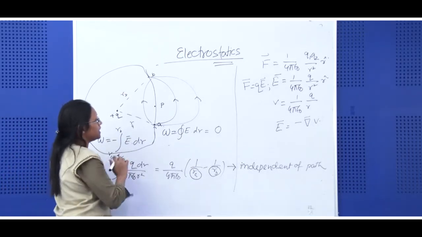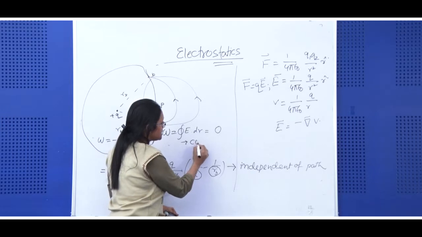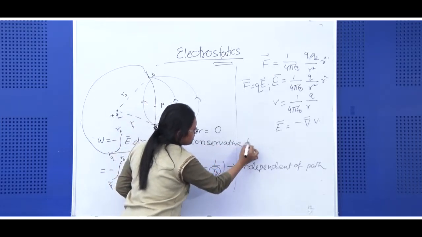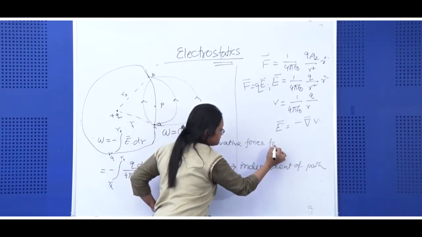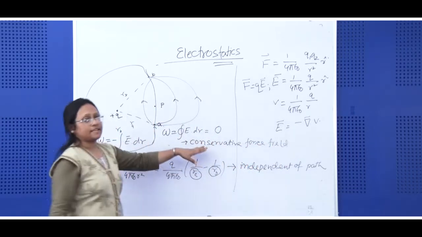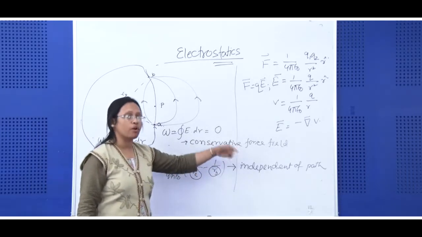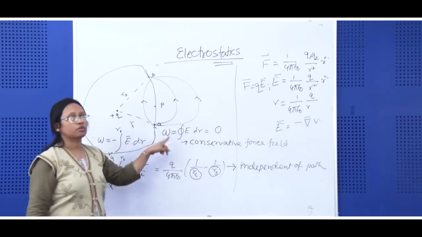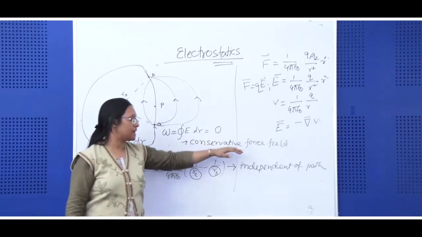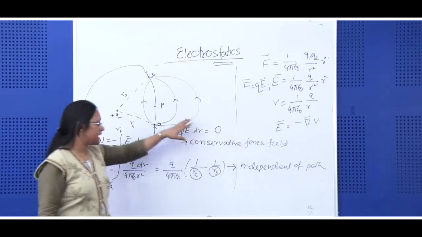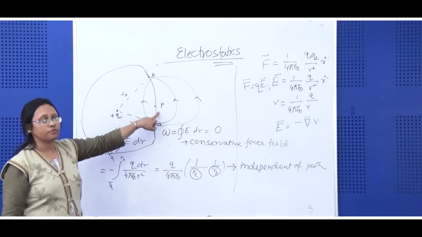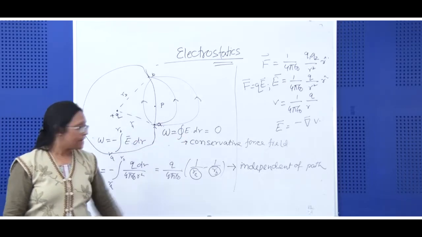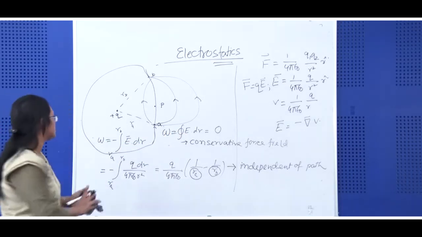So the electrostatic field is called a conservative field, because we know that for a conservative force field, the work done is independent of the path joining any two points, and the work done over a closed path is always 0. That force is called a conservative force. As we get the same result for the electrostatic force, in this case we call the electrostatic force a conservative force.